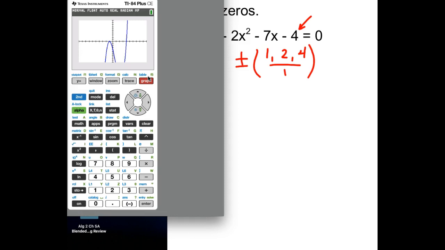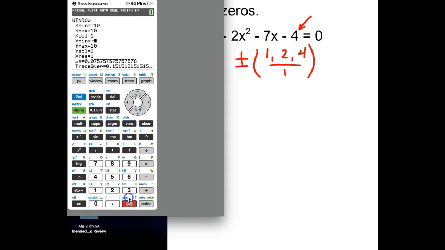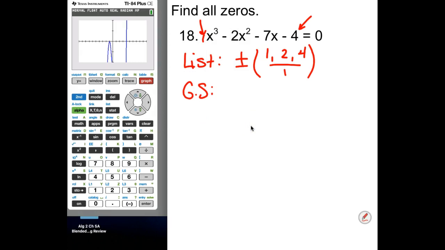So let's look at our y values. If we change them, let's say we go from negative 2 to positive 2. We're just going to zoom in there. It still looks like it bounces, yes? And that's what I wanted to double check. So we're going to say it crossed at 4, and it looks like it's touching at negative 1 with a multiplicity of 2. That means that's going to count as 2 of my zeros.